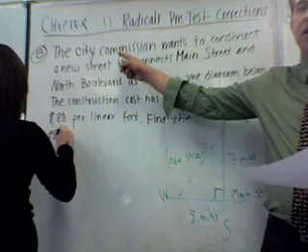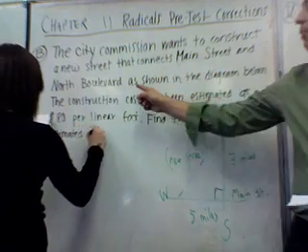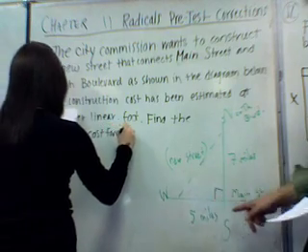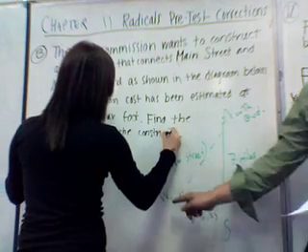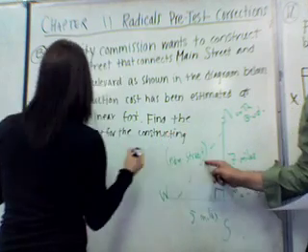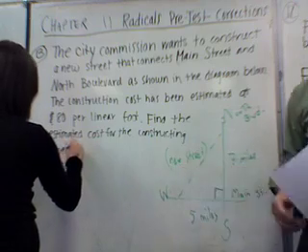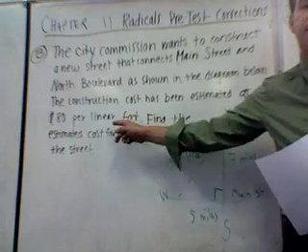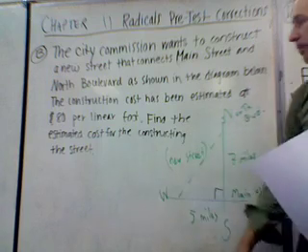The City Commission wants to construct a new street that connects Main Street and North Boulevard as shown in the diagram right here. This is Main Street and this is North Boulevard, and this is the new street that they want to create to connect the two. The construction cost has been estimated at $80 per linear foot. Find the estimated cost for the construction of the street.